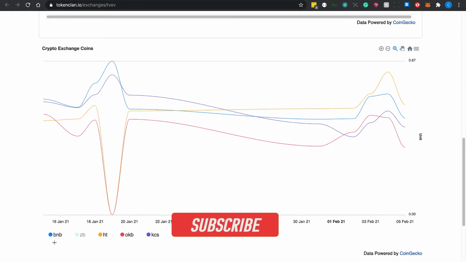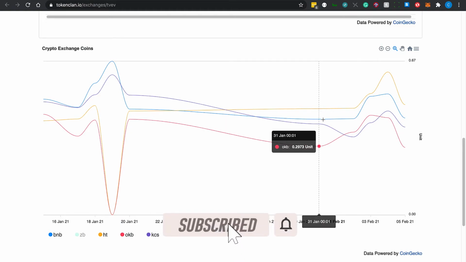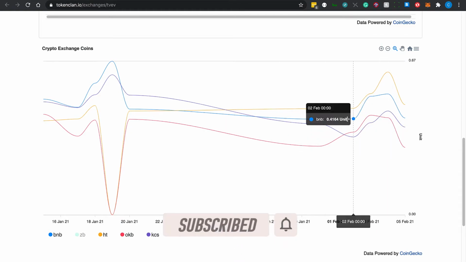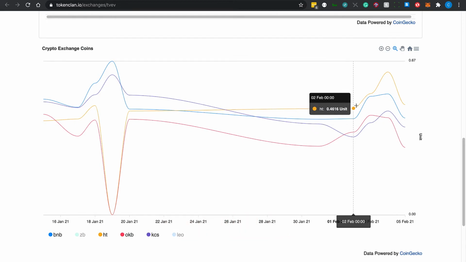If we look at BNB, which is in blue, we have set this as the benchmark. In our example, you can see that right now, Huobi, based on February 2nd, 2021, is higher than BNB. And OKB and KCS are lower than BNB in terms of their TVEV ratio.